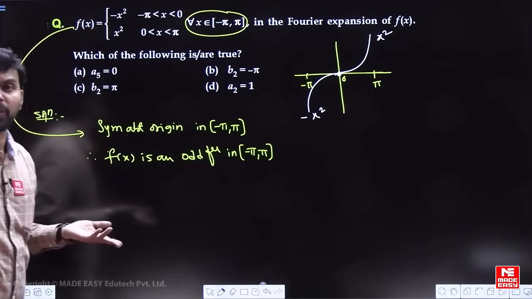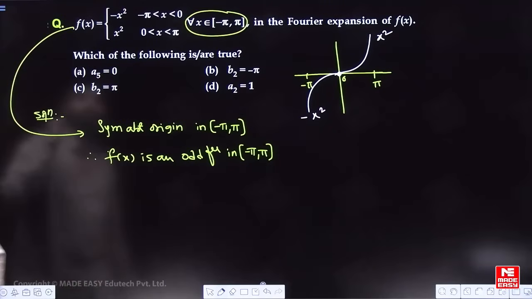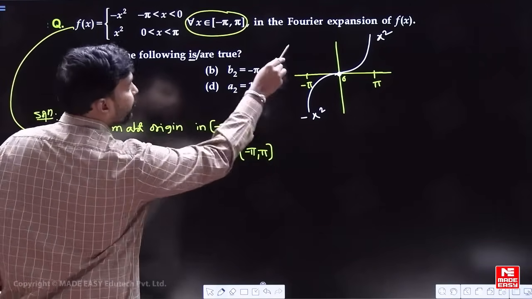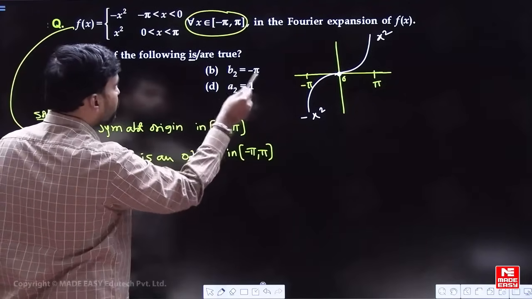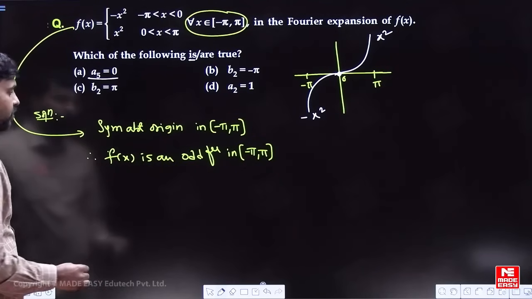Or you can check the definition of f of minus x is equal to minus of x also, right? But anyway, he is asking which of the following are true in the Fourier expansion of this function f of x. So what is this one? Is the coefficient of cos 5x, right?